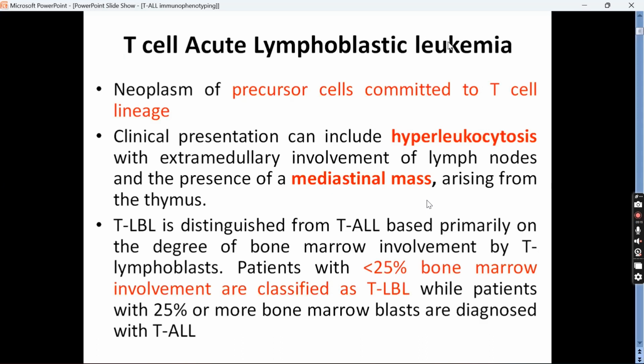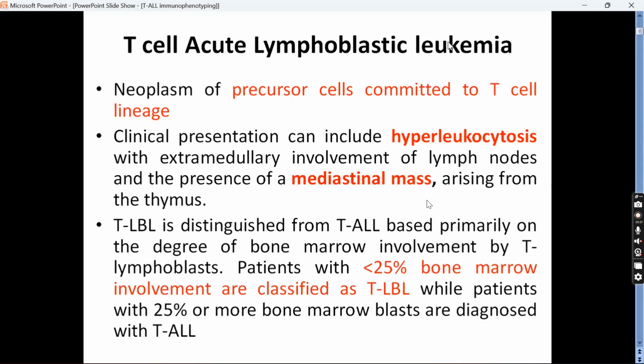Where does the normal T cell maturation happen? Thymus, correct. So the normal B cell maturation happens in the bone marrow. The normal myeloid maturation happens in the bone marrow, whereas the T cell maturation is different from these two because it happens predominantly in the thymus. We have an advantage by that, I'll tell you in the subsequent slides.